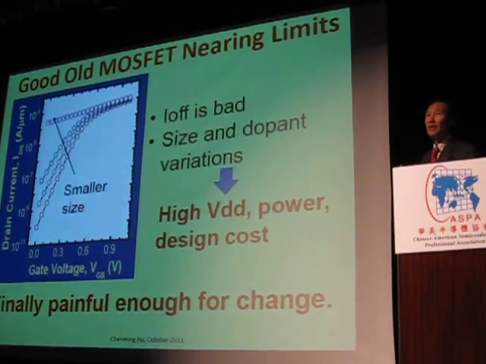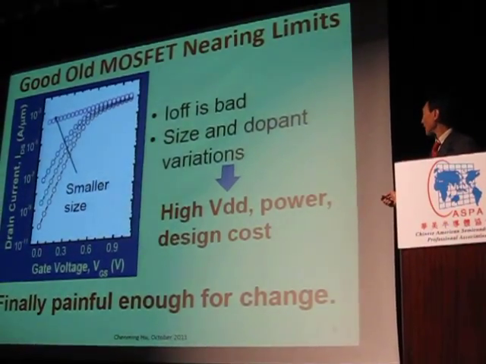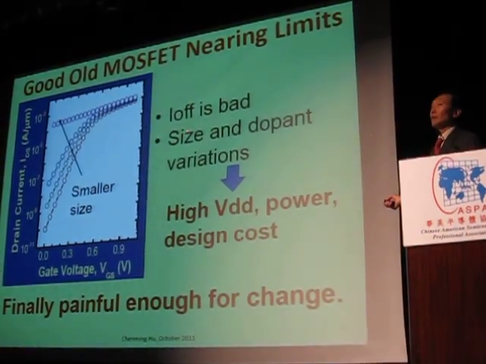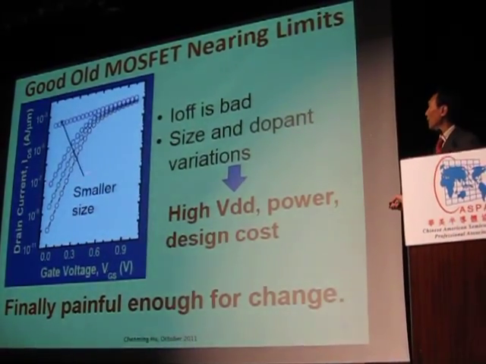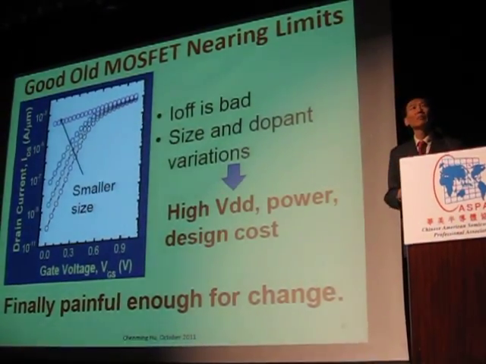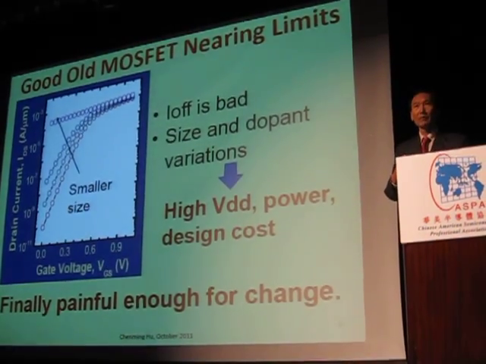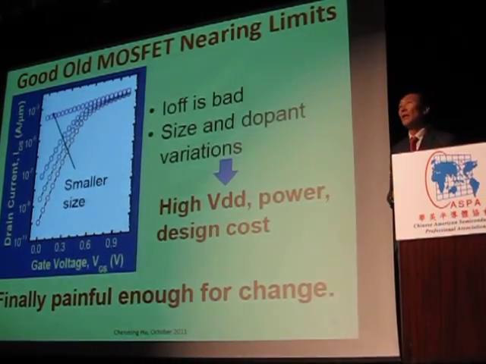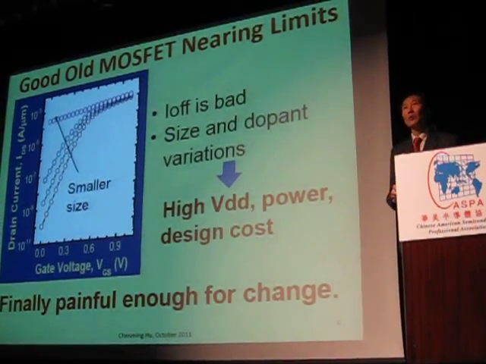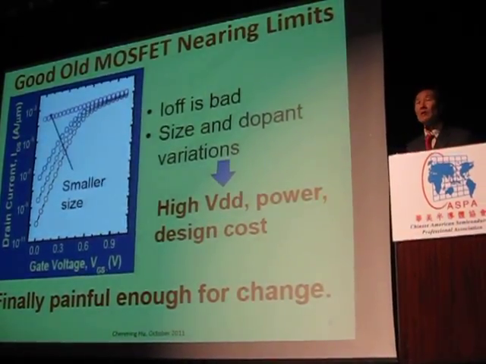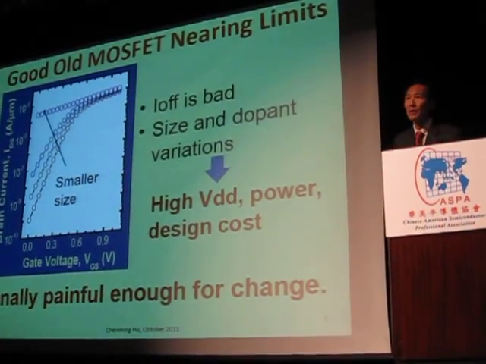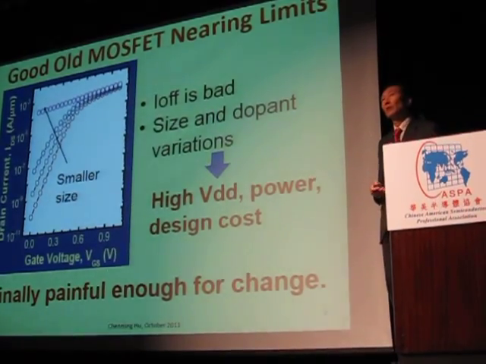And because of that, I-off is now getting to be bad. Not only that, I-off is becoming very sensitive to size and dopant, meaning sensitive to the manufacturing variation. We call that CD, critical dimension variation. So not only is the transistor bad, we don't even know how bad it is, because every transistor looks a little different than its neighbors, than the transistor on another chip. That makes the design very difficult.